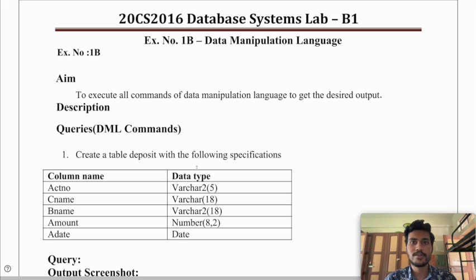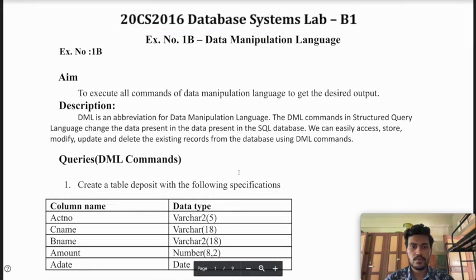Today I, Sean, register number URK20CS3026, am going to explain experiment number 2 of the database management systems lab. So today we will be doing data manipulation language commands. Our aim is to execute all the commands of a data manipulation language and to get the desired result.